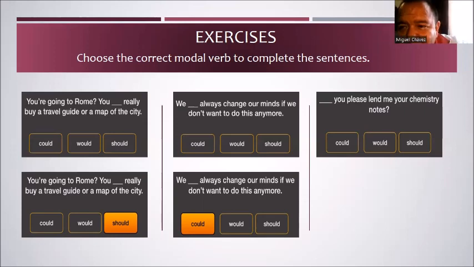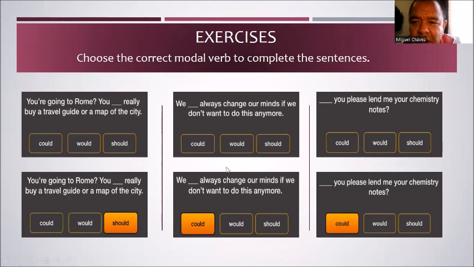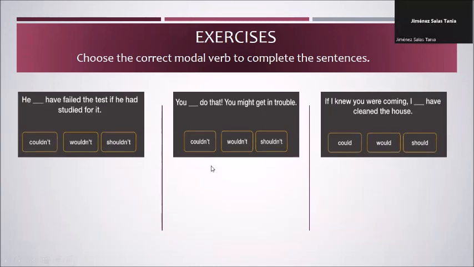Tania, can you repeat it, please? Thank you. Tania, can you repeat your answer, please? Will you please lend me your chemistry notes? Could you? Okay, thank you so much, Tania. Okay. Here we have other 3 exercises. Please help me.